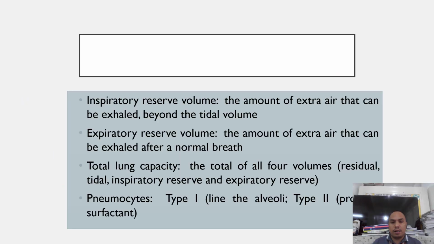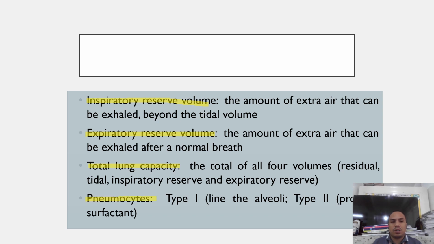Okay, let's see this one. So we have the inspiratory reserve volume, expiratory reserve volume, we have total lung capacity, and we have the pneumocytes.